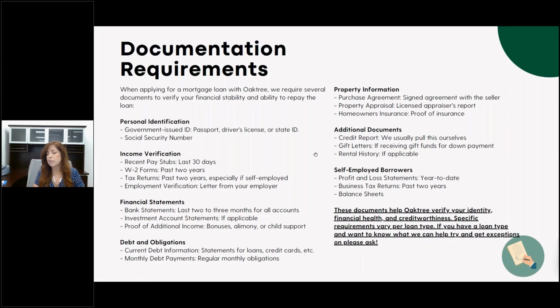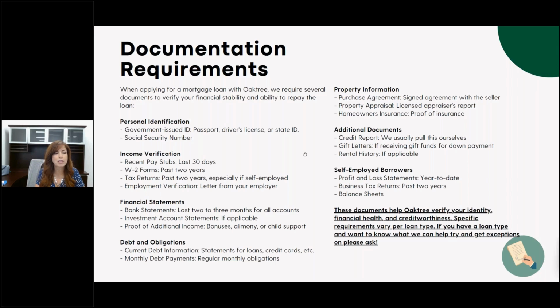Documentation requirements. I know we're getting to the end of our time here, so I'm moving quickly. We're almost done though. We just wanted to touch on this so everybody has the same expectation. We are going to need the borrower's driver's license. This is basic for every type of loan. Social security number, we need that for every loan. That's normal. Income verification. As you know, we have different ways to look at it.